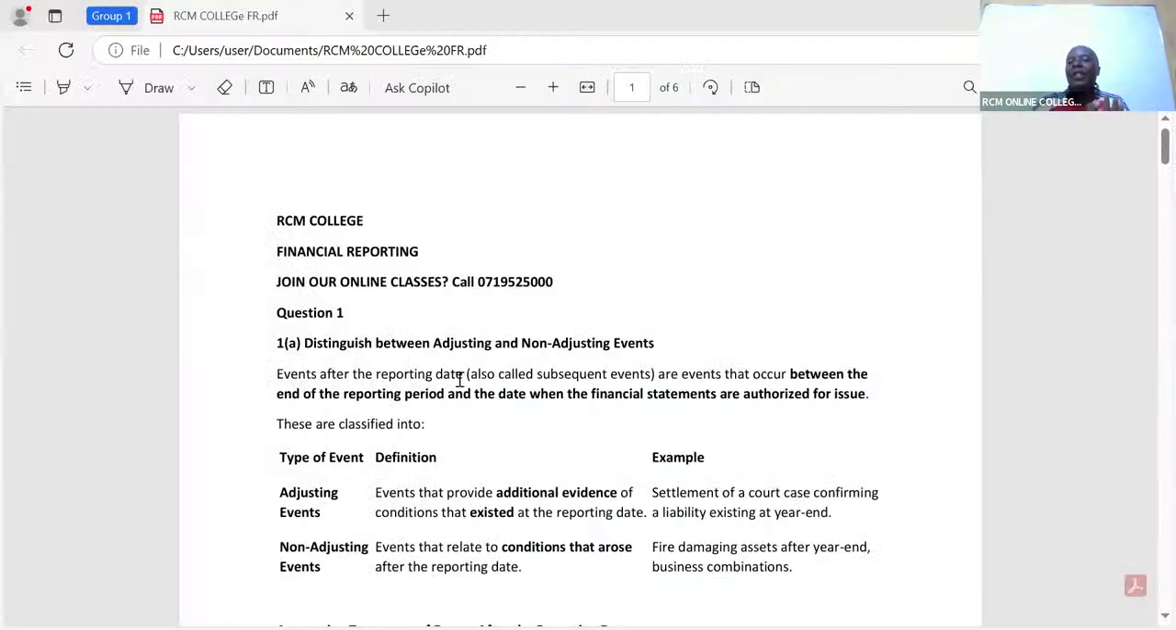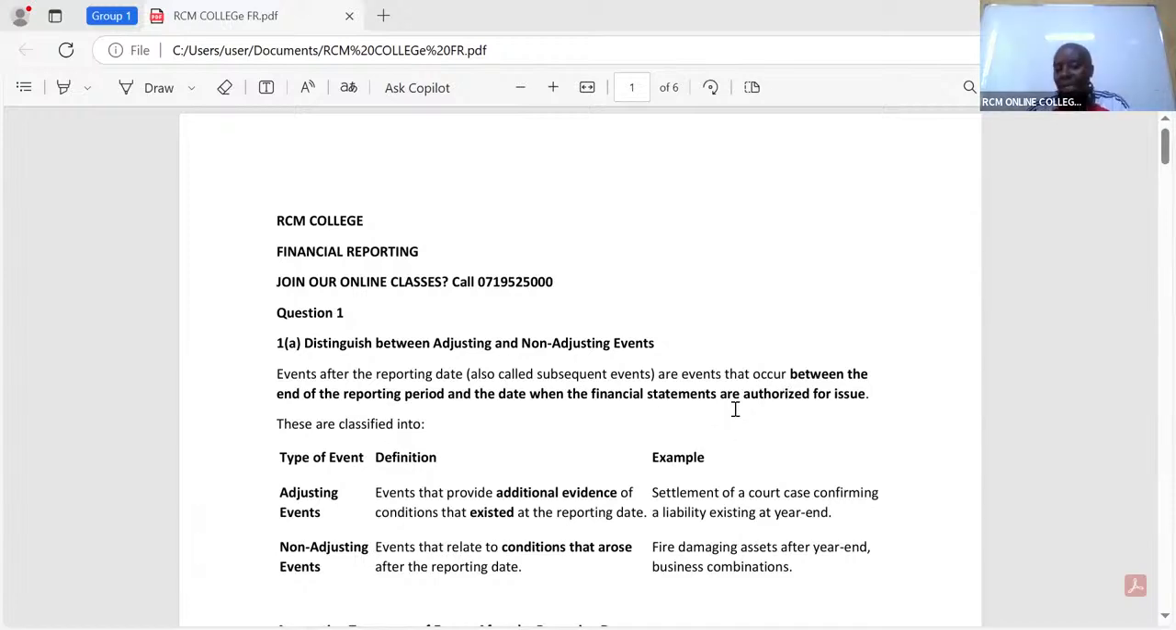It becomes what we call an adjusting event. Please listen. Events after the reporting date, after 31st December 2024. All right, I'm using 2024 because that is the year that we have just finished. Now we are auditing the books of 2024. Also called subsequent events, these are events that occur between the end of the reporting period and the date when the financial statements are authorized for issue.